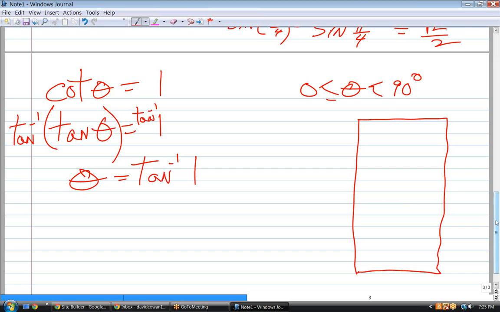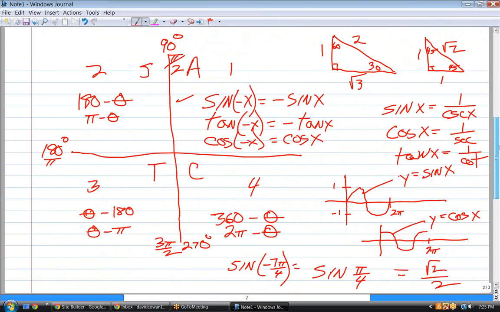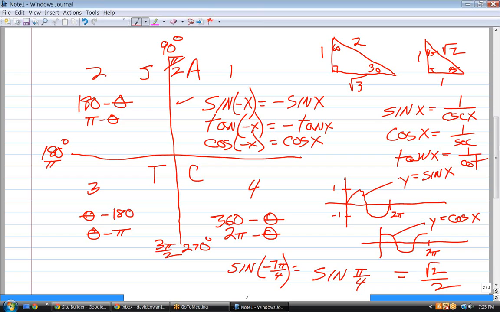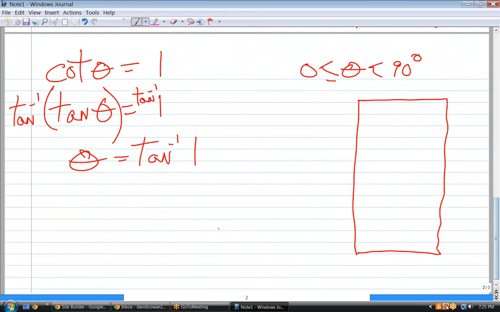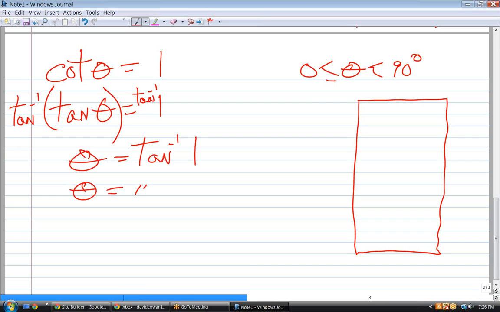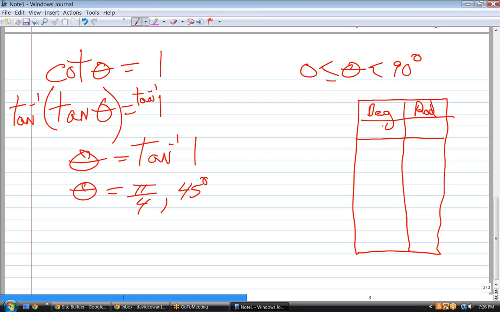If we go back to our triangles and look at which angle the tangent is equal to 1, which one is it? Pi over 4. Or 45. Yep. So theta equals pi over 4 and 45 degrees, and that's what they want you to put in your table. Like this. So in this case, 45 degrees is equal to pi over 4. Okay?